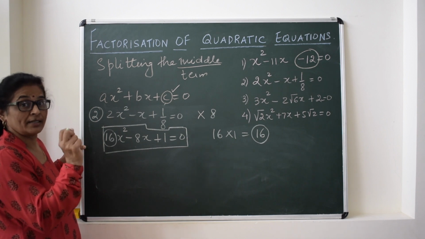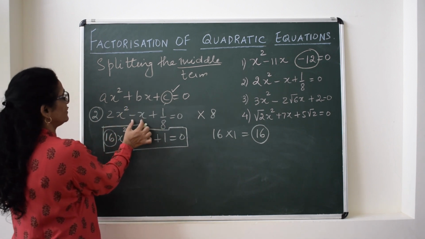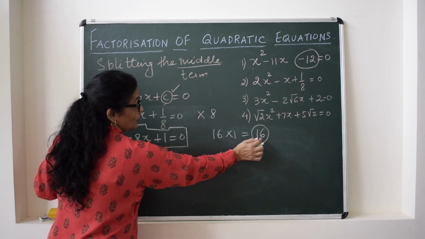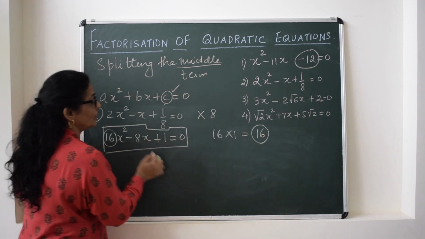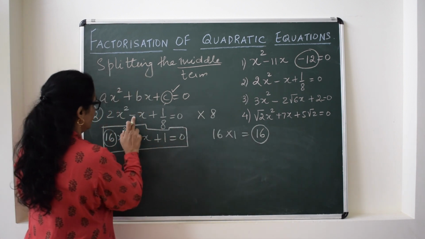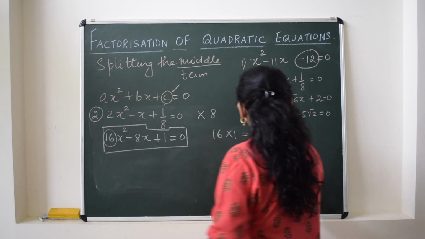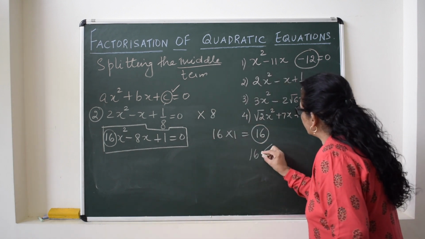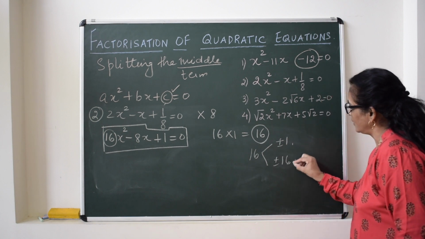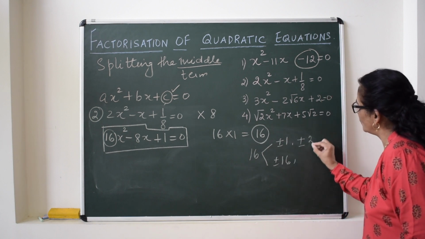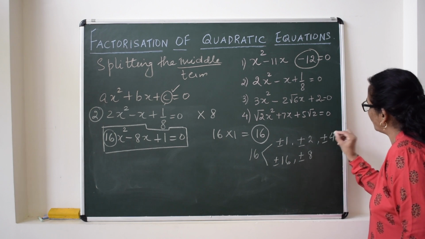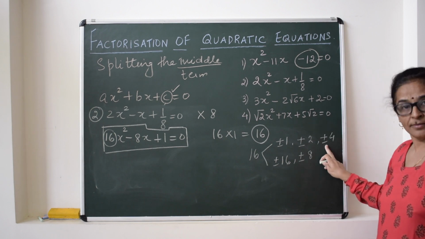Split the middle term means you have to write the middle term in such a way that the factors you are getting from here will match with this. Clear? Now 16's factors, we will write over here. The factors of 16 are plus minus 1, plus minus 16, then plus minus 2, plus minus 8, plus minus 4, because 4 fours are 16.